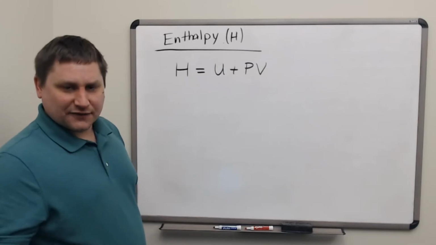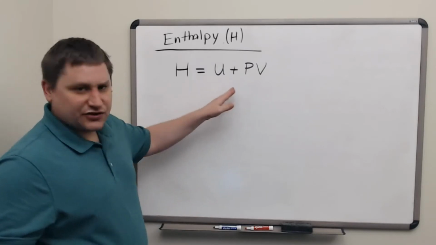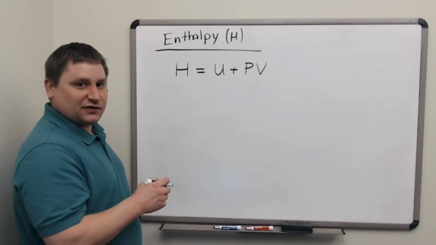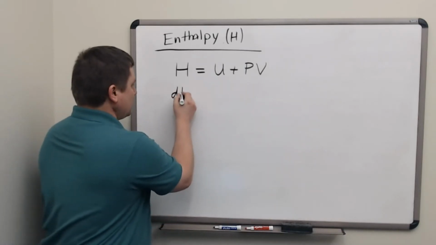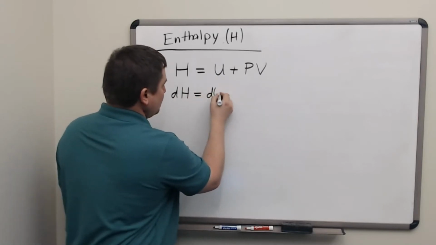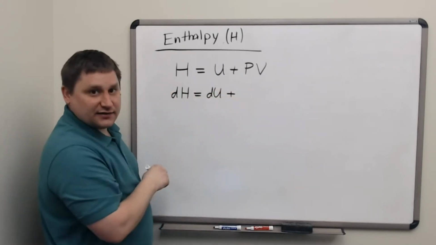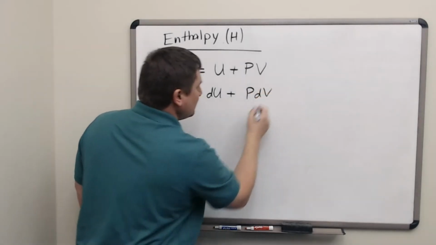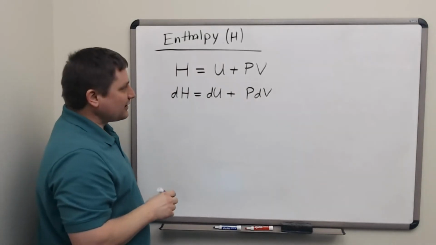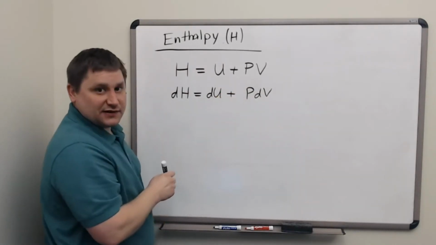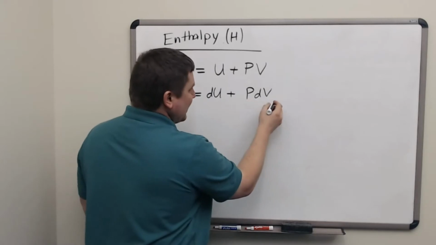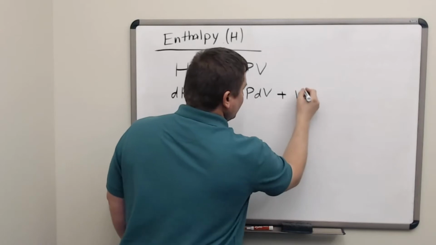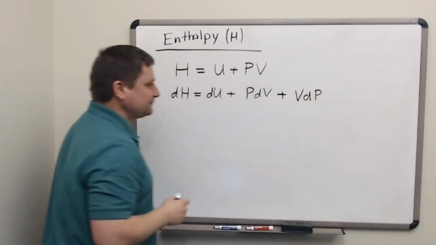Now, what's the benefit of defining a quantity that's equal to U plus PV? We can find out by taking the differential of H. For now, we'll just write the differential of U as dU. For the differential of the product of pressure and volume, we must use the product rule: pressure times a small change in volume plus volume times a small change in pressure.